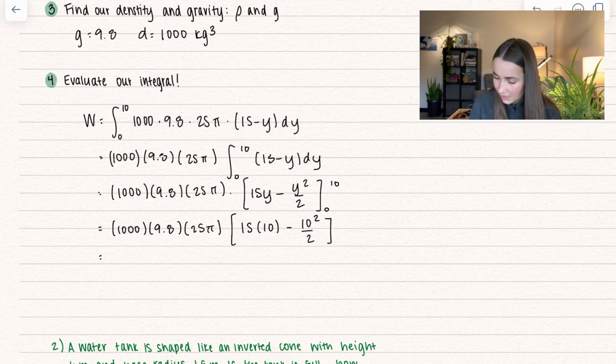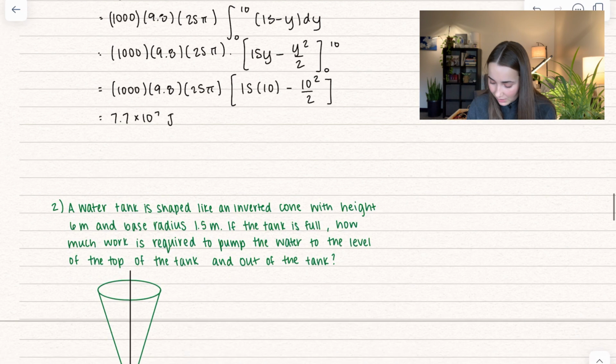And then this is definitely a calculator problem, and we end up getting 7.7 times 10 to the power of 7 joules, which is a lot of force. That's almost 10 million joules. So that right there would be our solution. So let's go ahead and try another one.